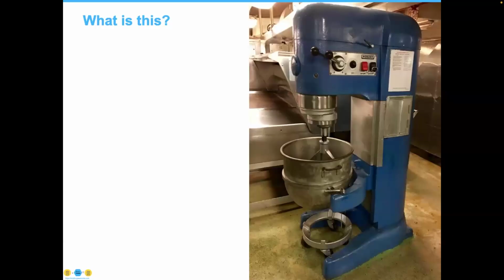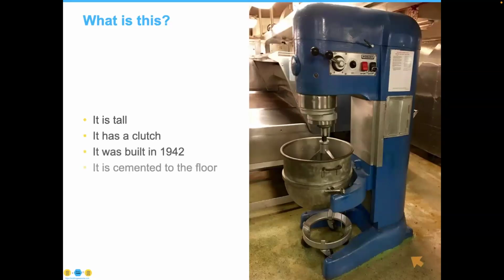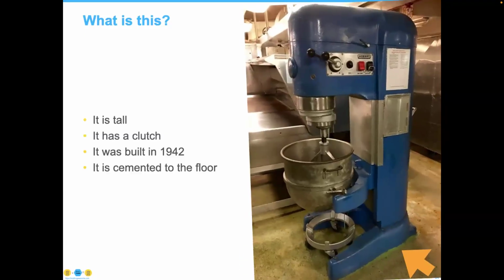Here's an engineering object, one of my favorite objects in the entire world. I'll give you some attributes about the object. It is taller than I am. It has a clutch. It was built in 1942 and it's cemented to the floor. Well, what on earth are we doing?